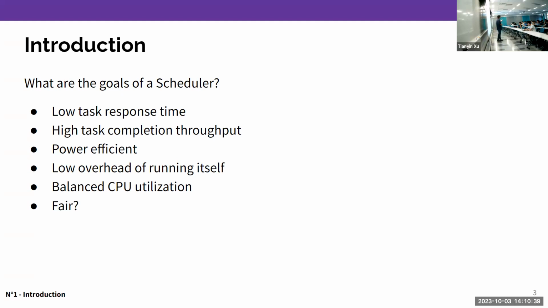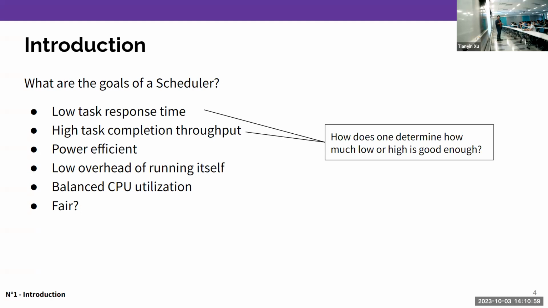Next is fair, like you mentioned, and fair. I put a question mark here for a specific reason, right? Because what even is fair? Even if you can achieve perfect fairness, it shouldn't be defined by everybody getting the same amount of time to run. It should be that everybody gets what they really deserve, right? That's really what fairness means, at least to me. So let's talk about this a little bit in more detail, right?